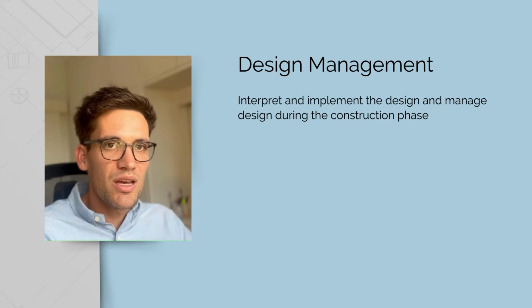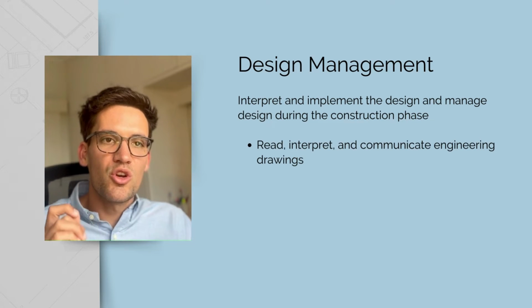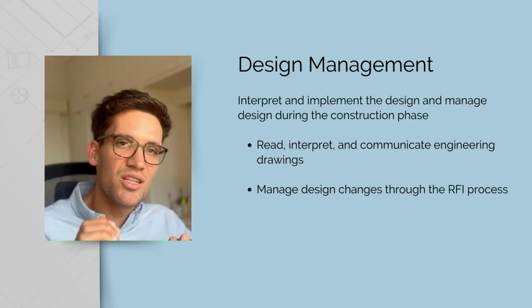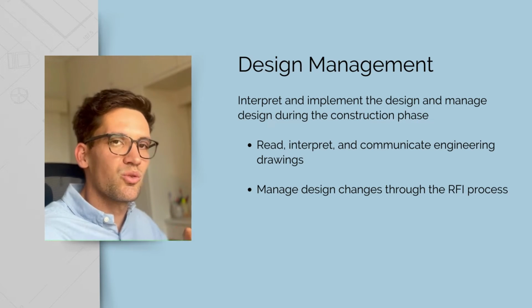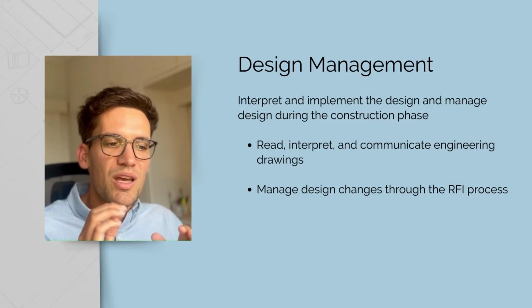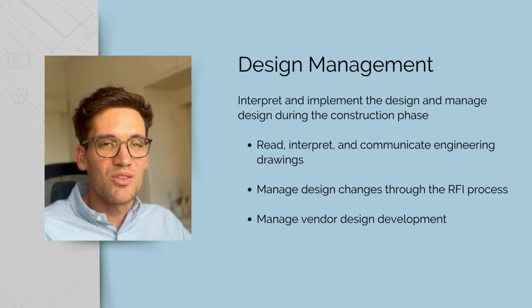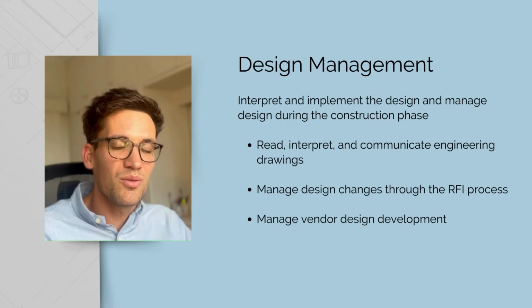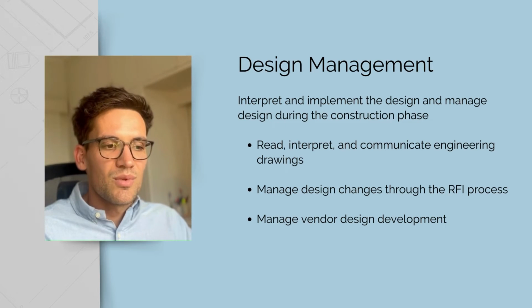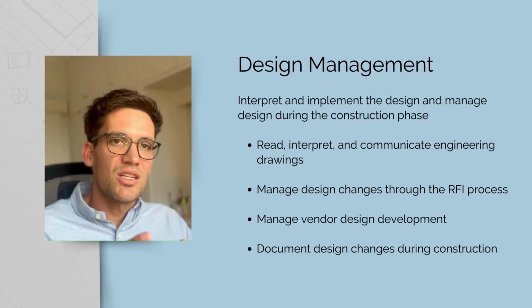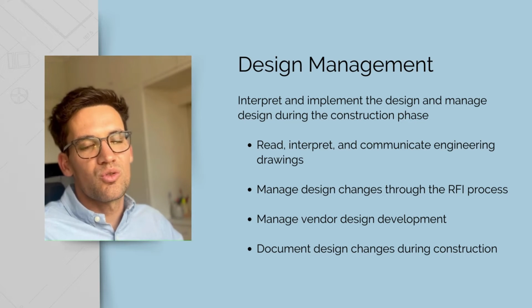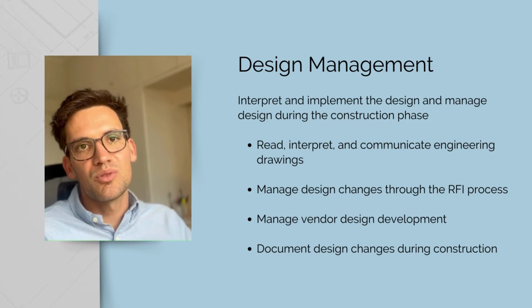So what we need to be able to do is read, interpret, and communicate engineering drawings. We need to be able to manage design changes during the construction phase through the RFI process. We need to be able to manage vendor design development. So this is where we get subcontractors who complete detailed design on our behalf. We need to be able to manage them, and we need to be able to document design changes and prepare the as-built drawings. So this is another revision of the drawings after the construction phase is complete.